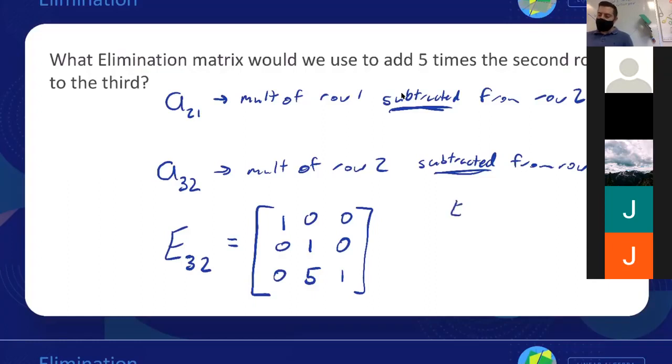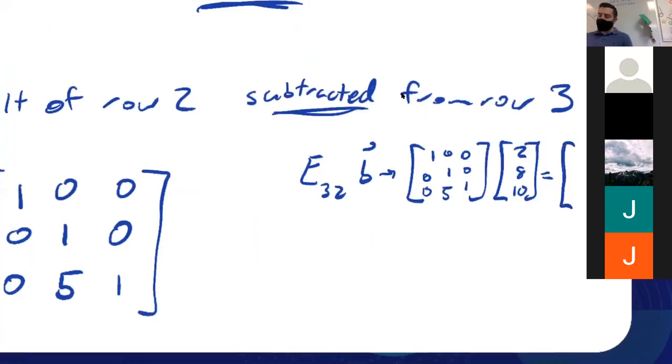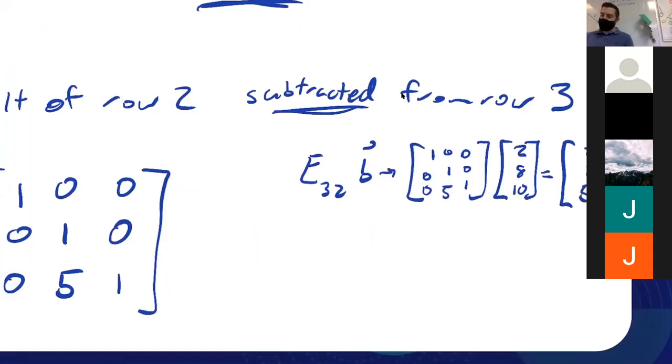And so notice if we did E32 times B, what was B, 2, 8, 10? If we multiply, we'll get 2 times 1, 0 times 8, 0 times 10 is 2. 0 times 2, 1 times 8, 0 times 10 is 8. 0 times 2, 5 times 8 is 40, plus 1 times 10 is 50. And so it will have taken 5 times row 2 and added it, in this case, to row 3, which is what we were looking for.